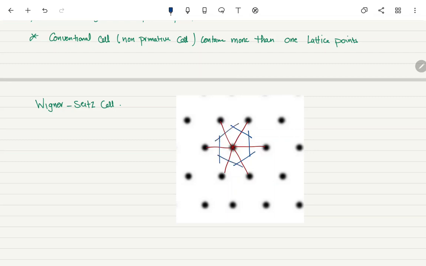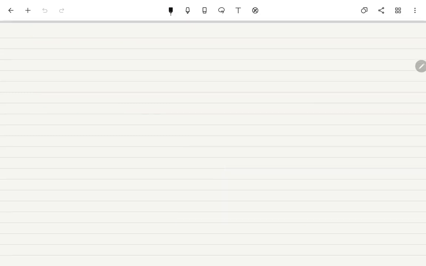Now this area here is called the Wigner-Seitz cell, and the number of atoms in this Wigner-Seitz cell is only one, the central one. In 3 dimensions, there are 14 Bravais lattices, which means the point symmetry groups in 3 dimensions require 14 different lattice types.